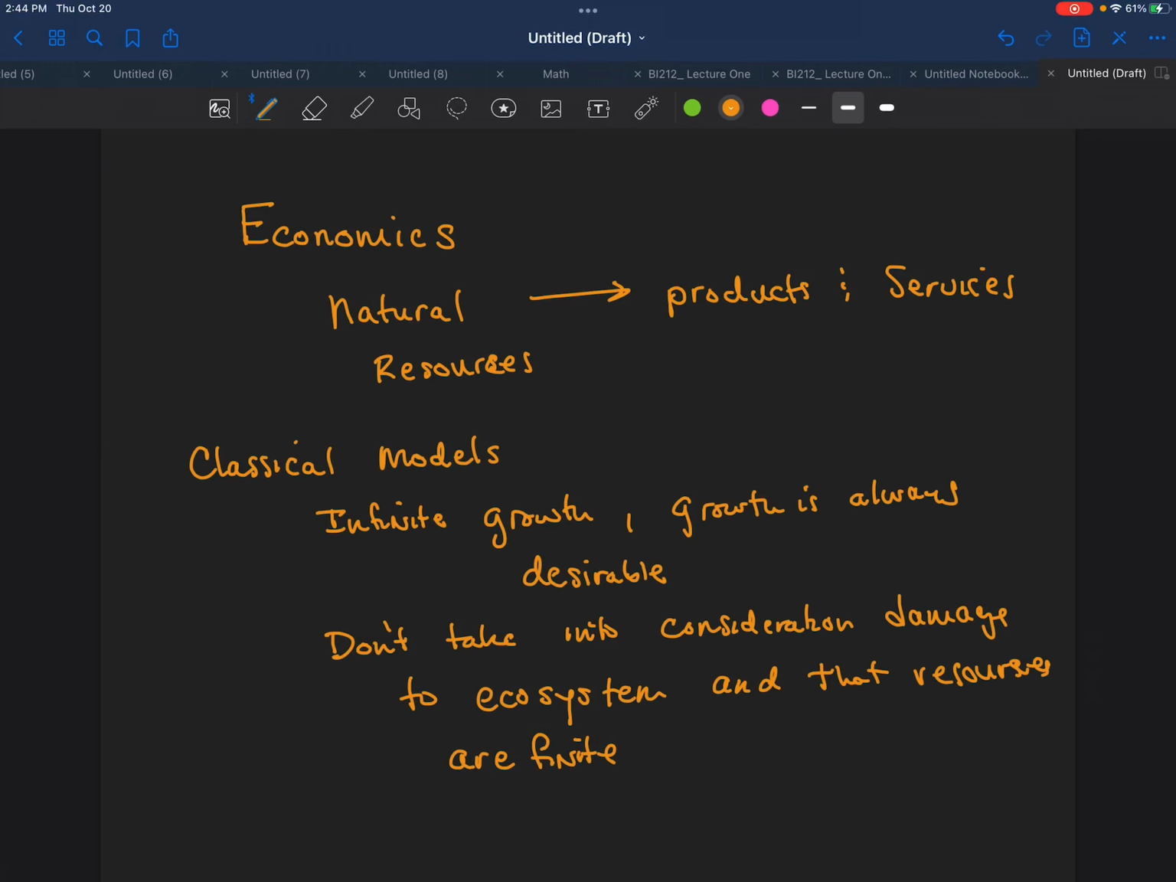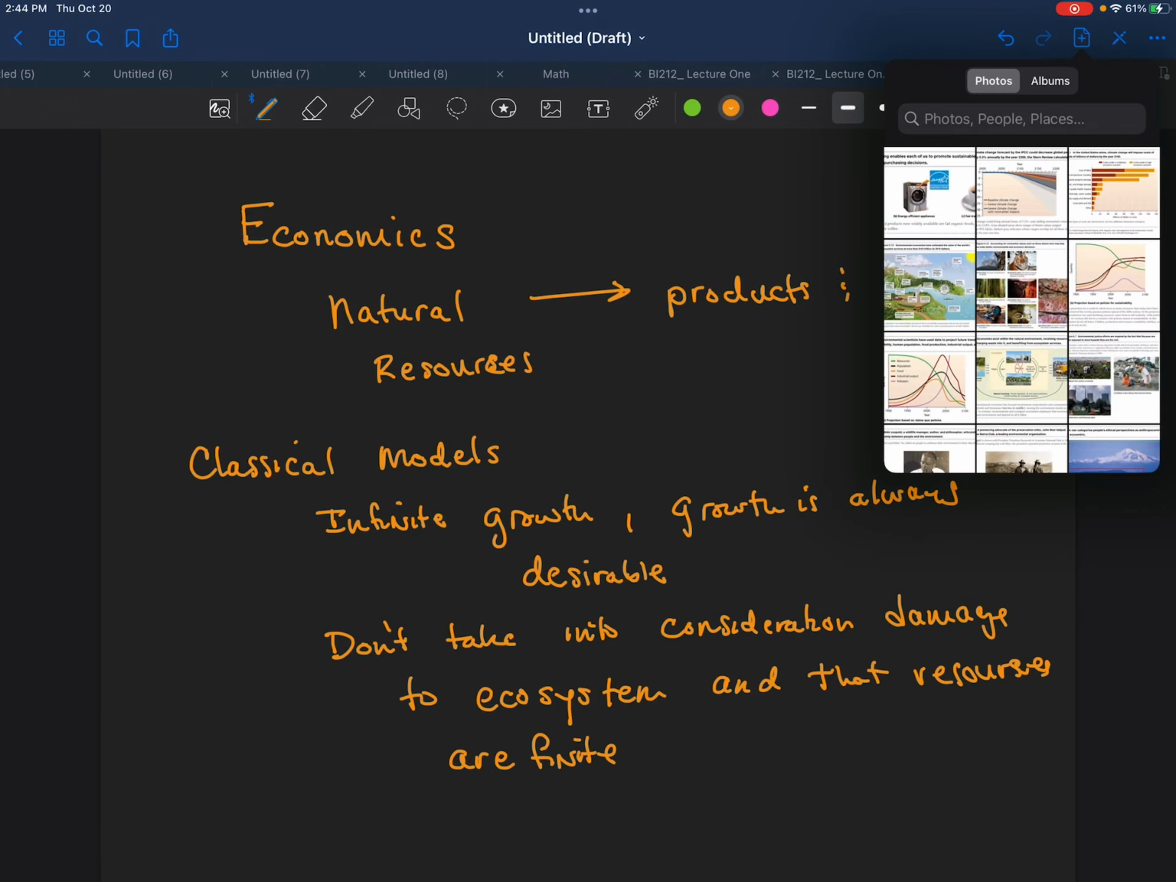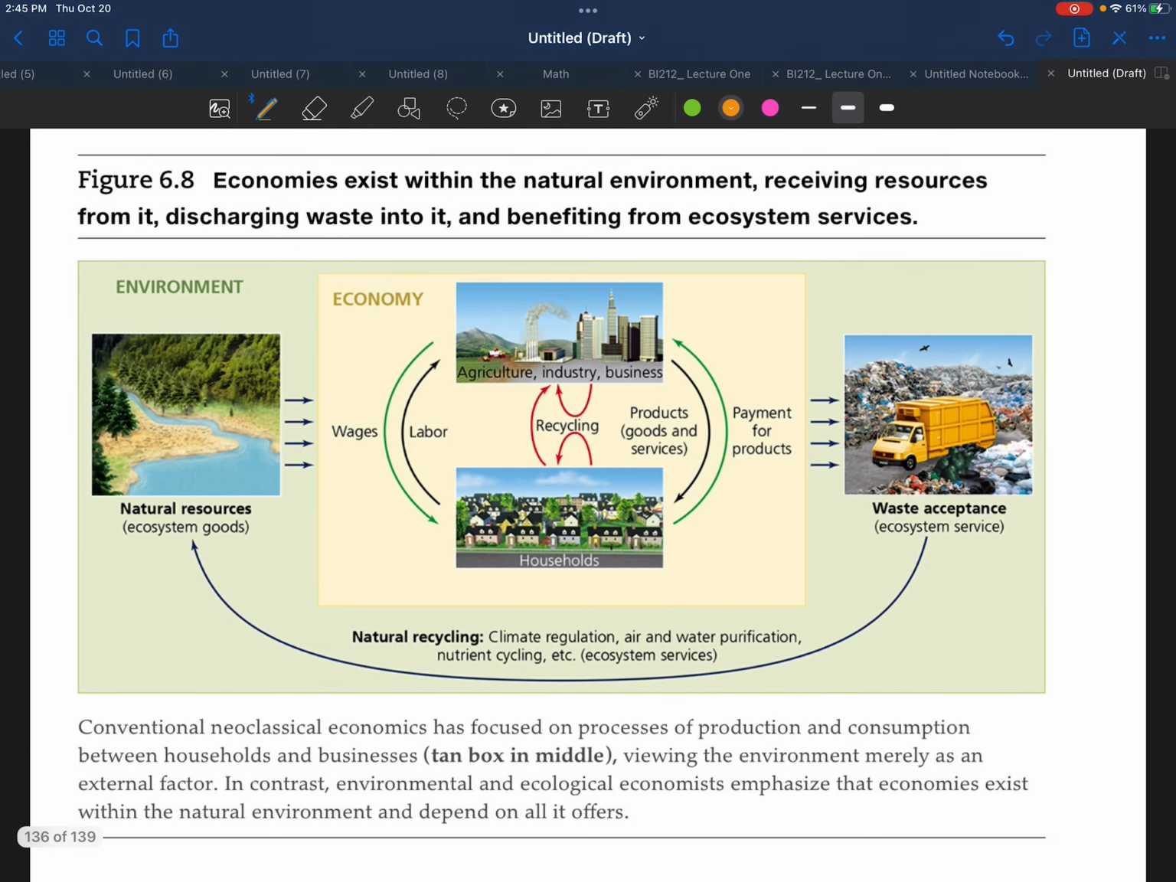So let's look at a diagram or an image that shows this relationship between economics and the environment. Natural resources are seen as inputs, and then we convert those inputs into products, goods, and services. And then we have a demand for those products, and we have this complex system. And some people believe that if the economy stops growing, then that is always a really bad thing.